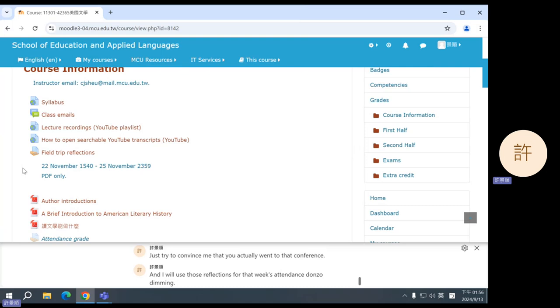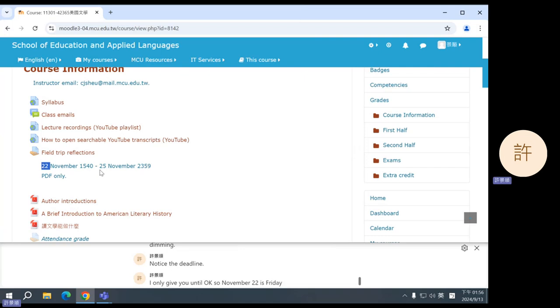Notice the deadline. I only give you until... Okay, so November 22 is Friday. So November 25 is Monday. I only give you until Monday midnight. So please don't forget to do this. I will remind you the previous week.